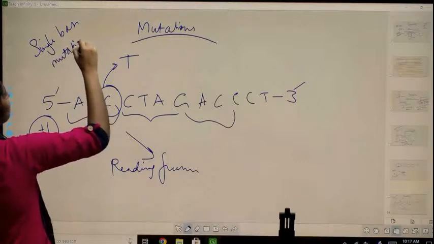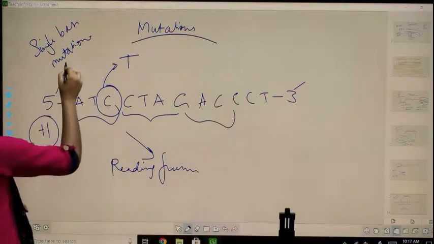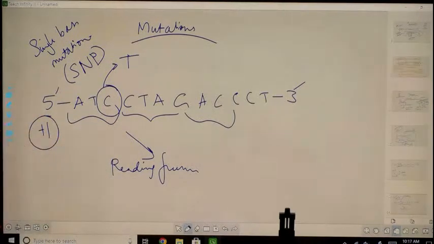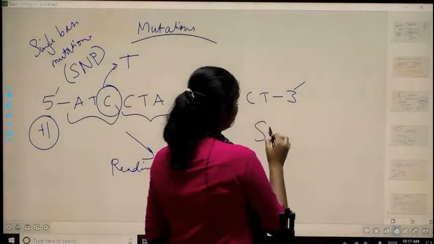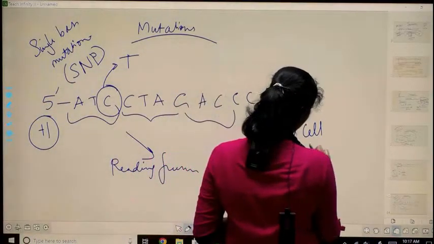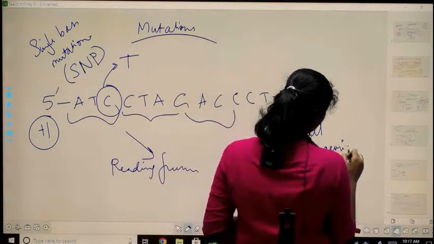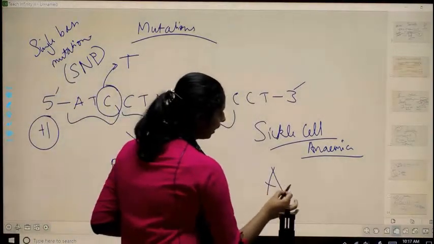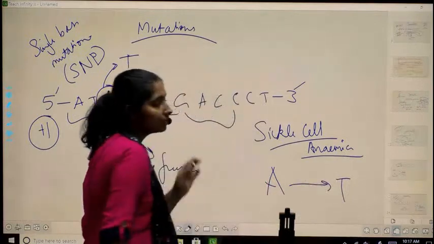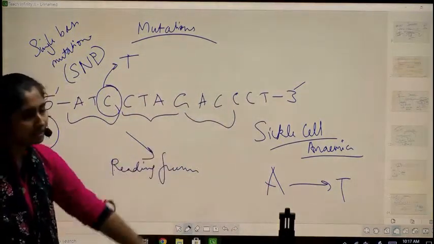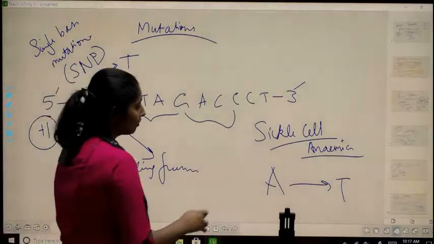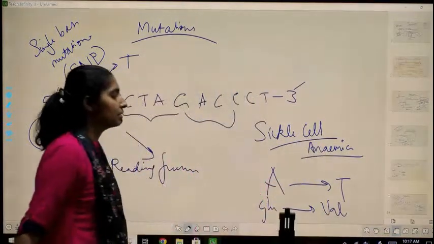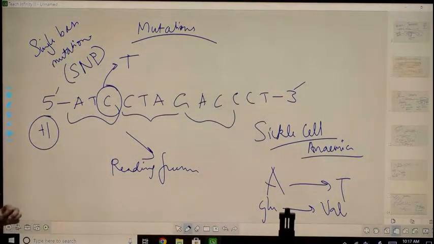Where usually there is substitution of a single base. This is also known as single nucleotide polymorphism, right? A very good example of this is the disease sickle cell anemia. In sickle cell anemia, there is a single base substitution of adenine to thymine. Now, due to this single base substitution, the amino acid that it was coding for changes, right, from glutamic acid to valine, leading the person to have sickle cell anemia, right?